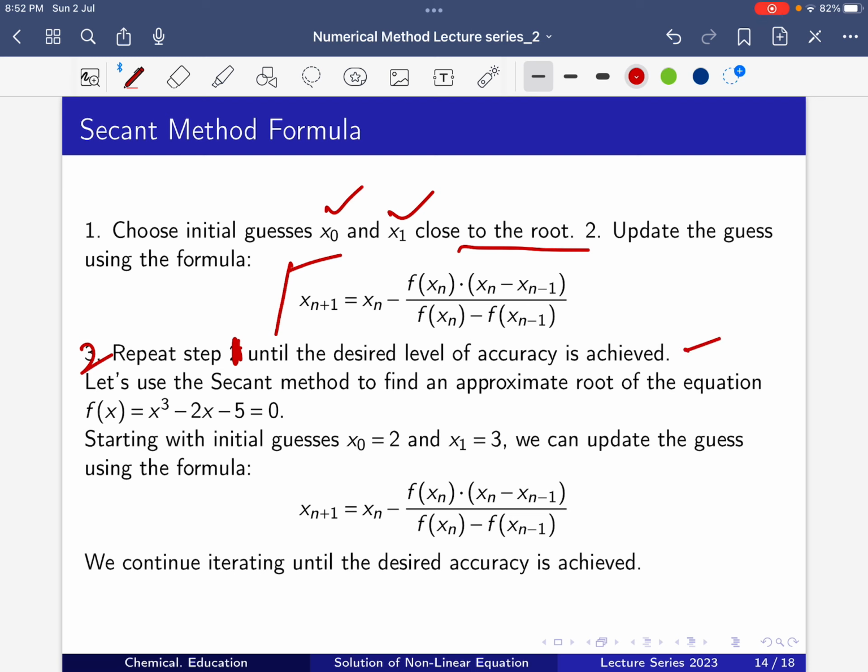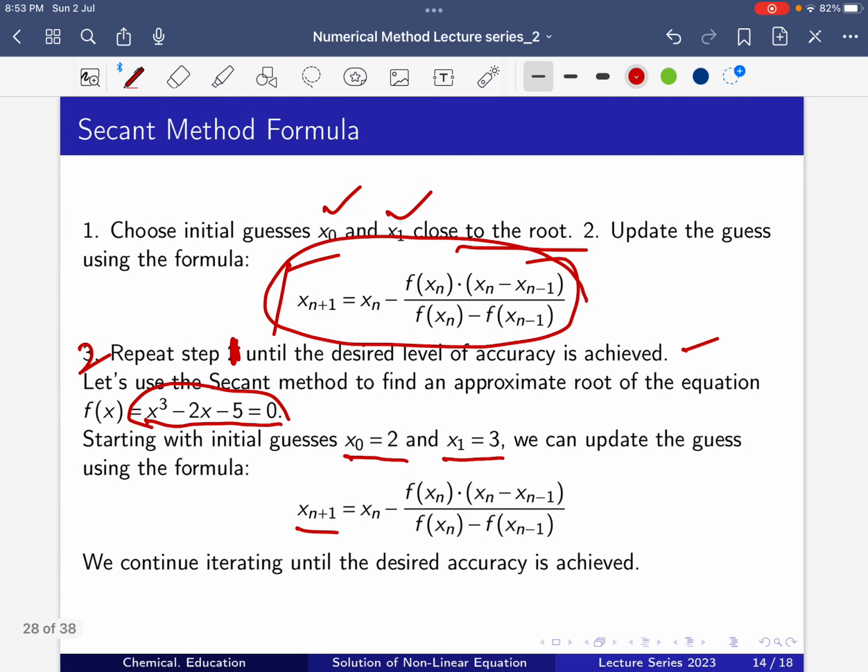Now here I am showing how to calculate the root of an equation by the secant method. Here f(x) = x^3 minus 2x minus 5 is the nonlinear equation. The initial starting guesses are x0 = 2 and x1 = 3. Now we can use this formula, and by using it we can easily get x2.